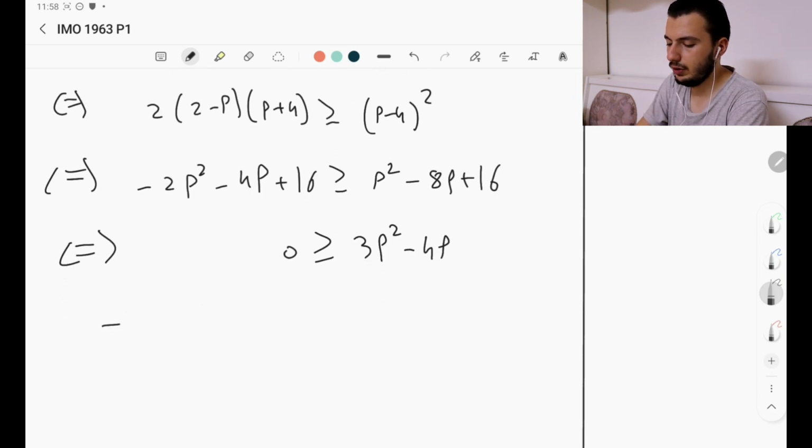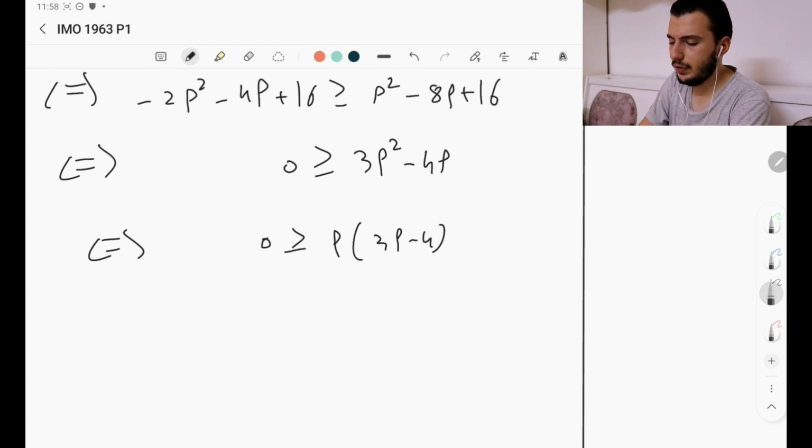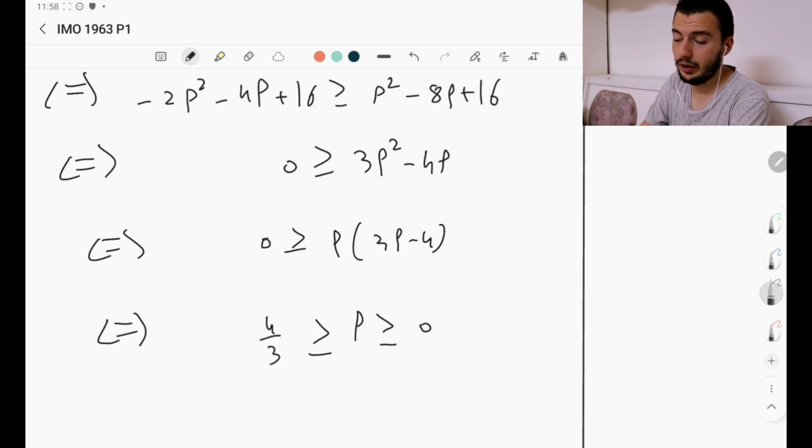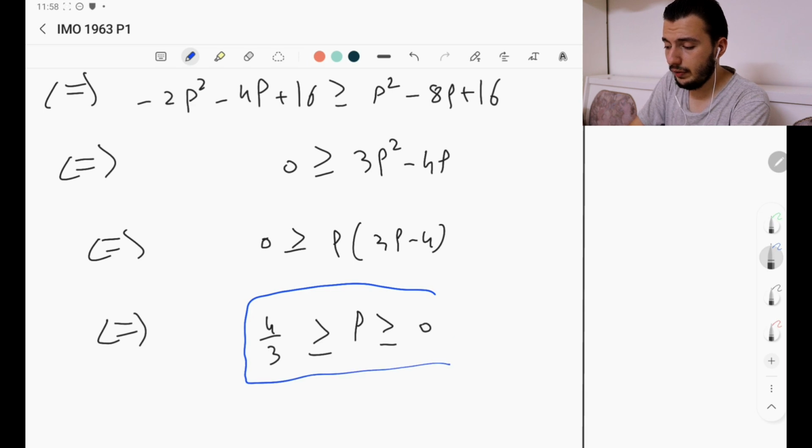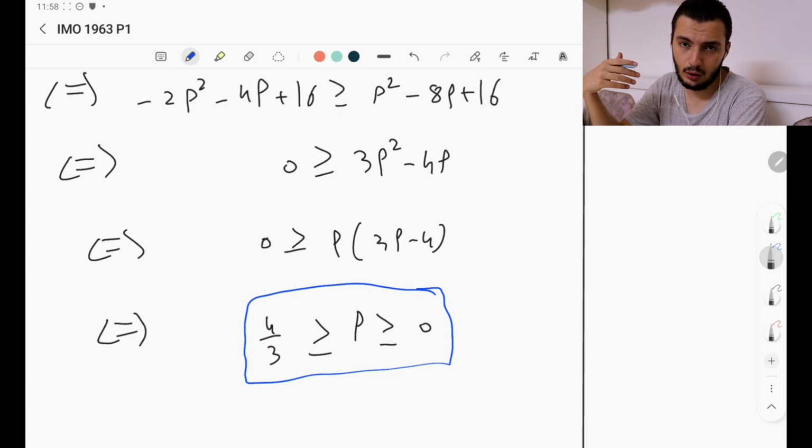Alright, so simply that just means that p times 3p minus 4 is less than or equal to 0. So this is negative, so that means p should be between the two roots. The root of this thing is 4 over 3. So p should be between 0 and 4 over 3. Alright, so that's good. Now we have a condition on the parameter p. And we can see that p is less than 4 over 3, which is more strict than the other condition, which was p is less than 2.